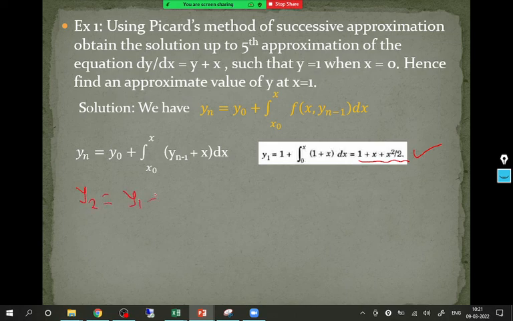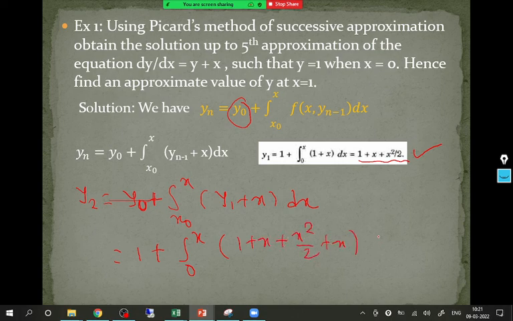Y1 plus integration limits x0 to x. No, it is not y1. My mistake. So y2 is equal to y1 plus... No, y0 is always fixed there. Y0 plus integration x0 to x of f(x, y1), that is y1 plus x. So this y0 is 1, the limits are 0 to x. Y1 value is 1 plus x square by 2, plus x dx.